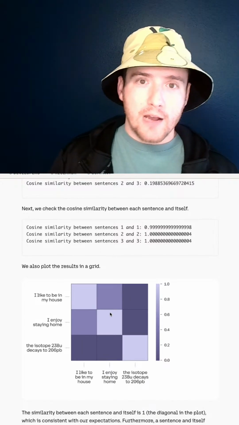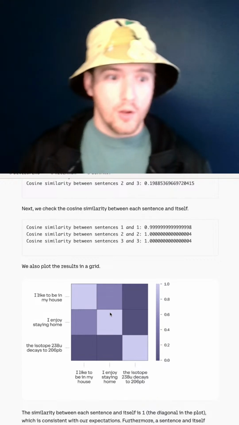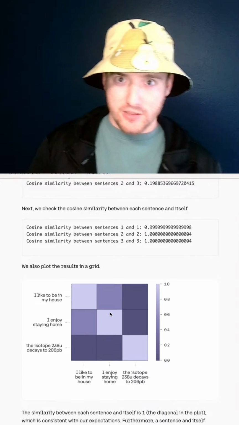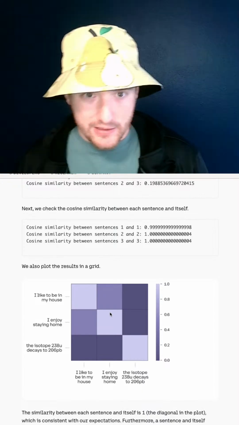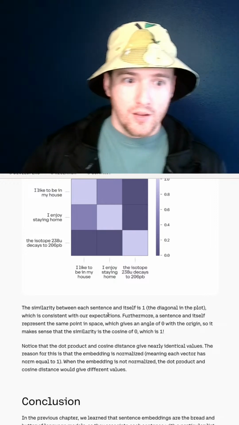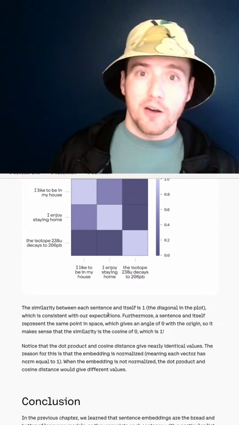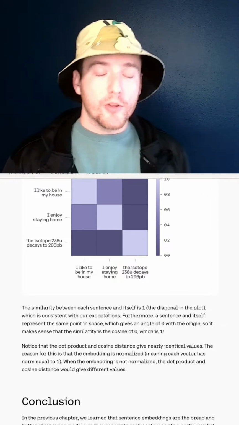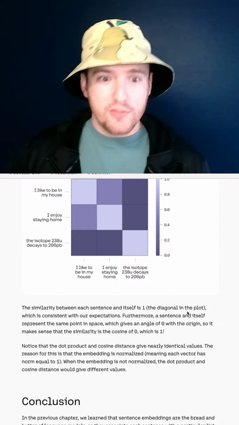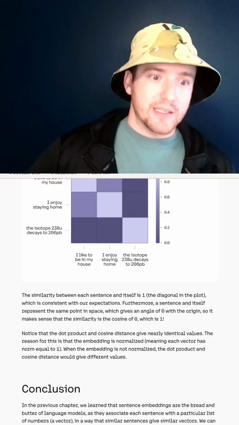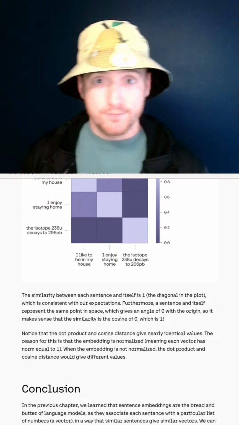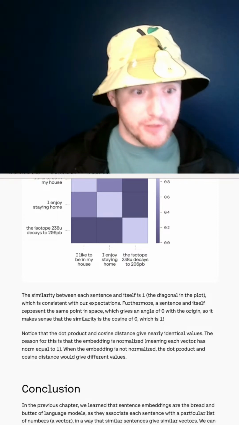And if we go farther down in the bottom left corner, we have a dark blue, which is the isotope 238U, that whole decay thing. So "I like to be in my house" has very little similarity to nuclear decay. The similarity between each sentence and itself is 1, which is consistent with our expectations. Furthermore, a sentence and itself represent the same point in space, which gives an angle of 0 with the origin, so it makes sense that the similarity is the cosine of 0, which is 1. Go figure. Middle school geometry.